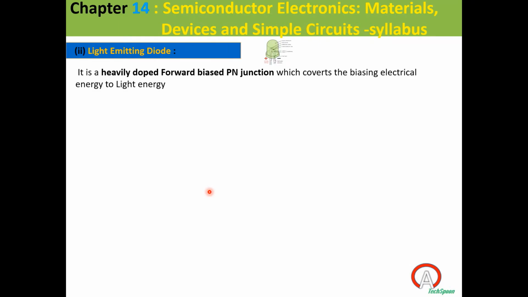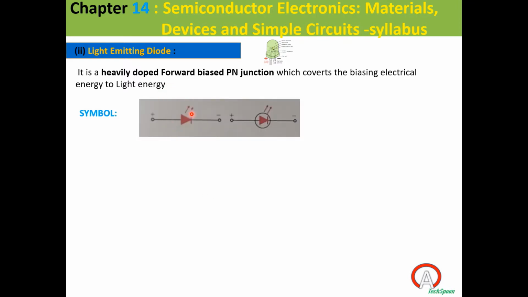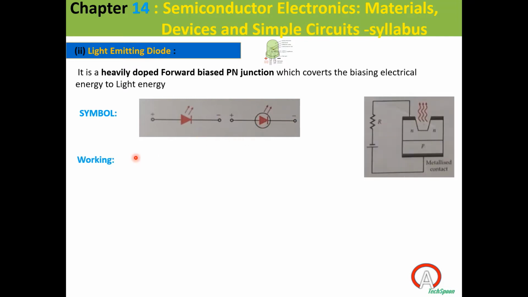So a light emitting diode is also an optoelectronic PN junction device, but it converts biasing electrical energy to light energy. This is the symbol. It is a diode, and it is emitting light, so that is why the arrow marks are like this. You can represent it like this or this way also. Both are light emitting diodes.